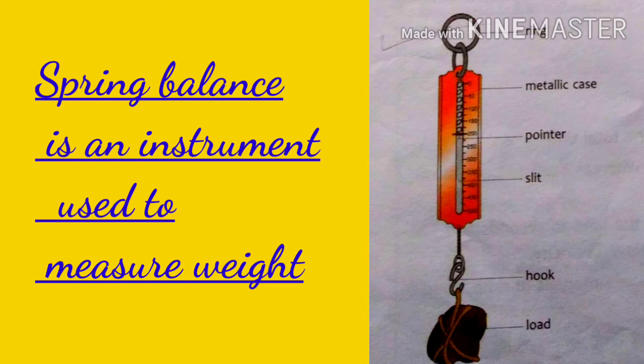Whenever we weigh the object, the pointer will move up and down. There is a vertical slit in the metallic case. Due to this slit, we can see the movement of the pointer. There is a hook at the lower end of the metallic case which helps to hang the object which we have to weigh.